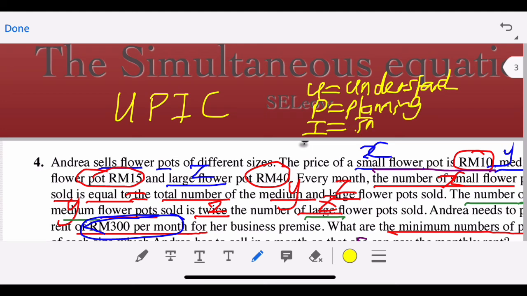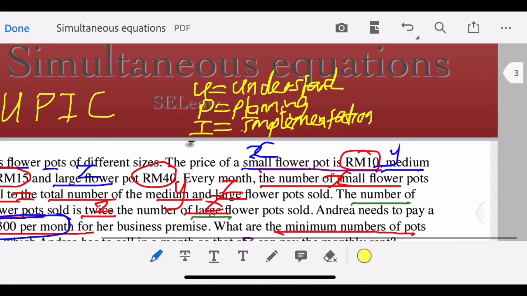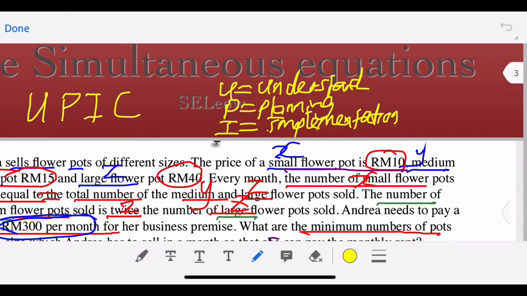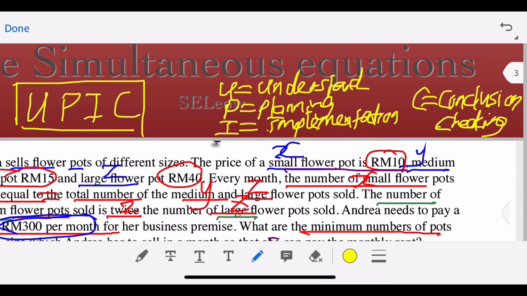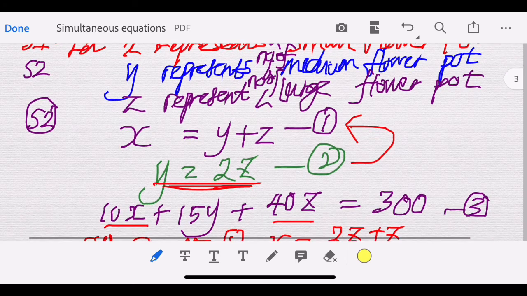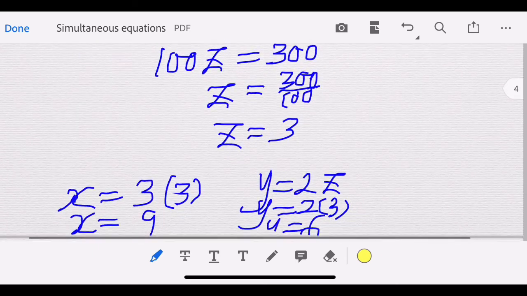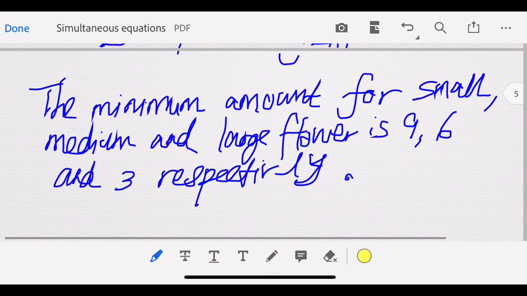I is implementation. So implementation here means we are using elimination or substitution. Alright, we use a method to solve. And the last step is making conclusion and checking. Alright, so please stick to the UPIC steps to solve the Hodge question. Okay, so I'm sure if you keep on practicing, you surely can excel in solving Hodge questions.